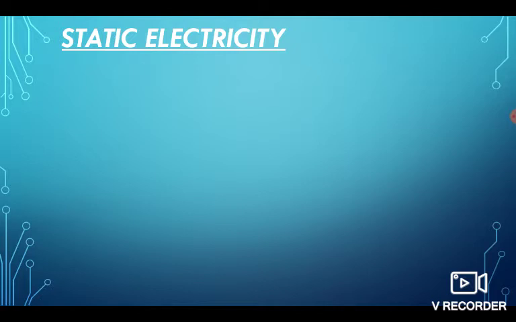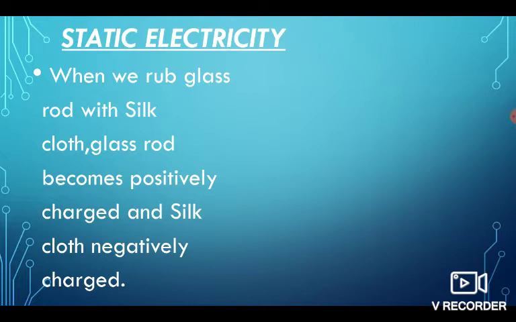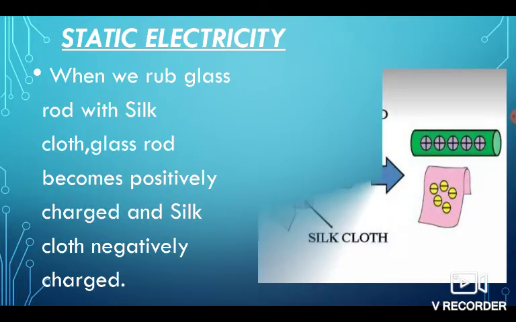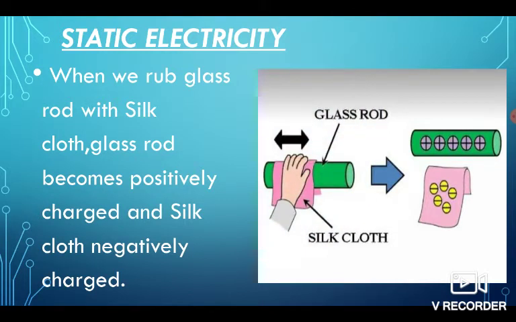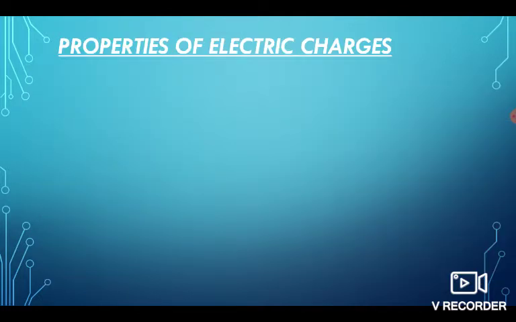You have done this activity: when you rub a plastic scale on your dry hair and bring it near bits of paper, the bits of paper are attracted towards the scale. Similarly, when we rub a glass rod with a silk cloth, the glass rod becomes positively charged as it loses electrons, and the silk cloth becomes negatively charged because it gains electrons.